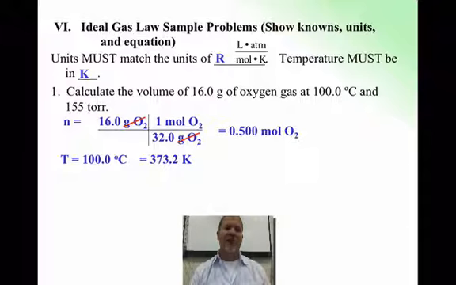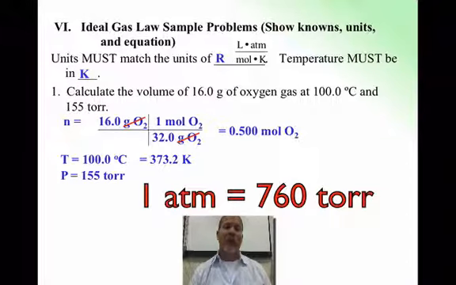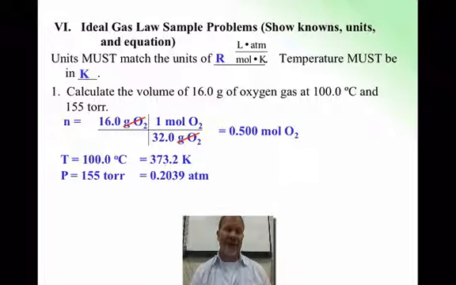I go now to my torr, and I realize that I just can't be consistent. I have to be in atm. So I have to use the conversion factors I gave you back into play. They're going to come into play now. I know that 1 atm is equal to 760 torr. So I set this up, dividing by 760 torr. Dividing by 760, I end up with 0.2039. I left out 4 sig figs.